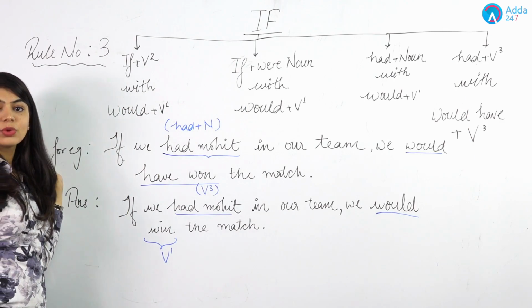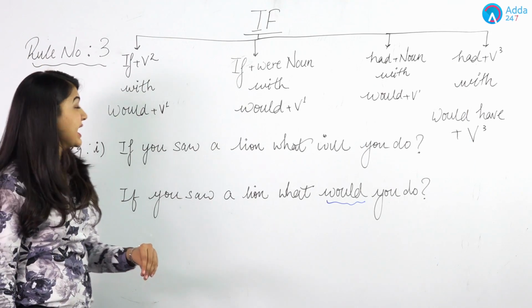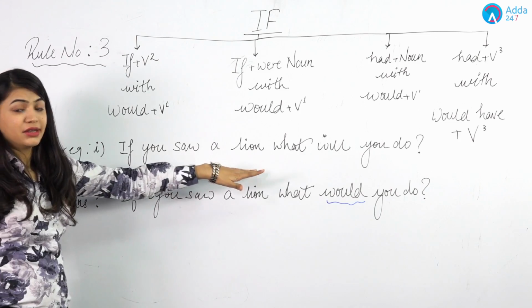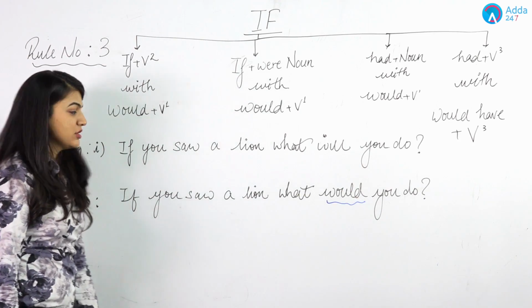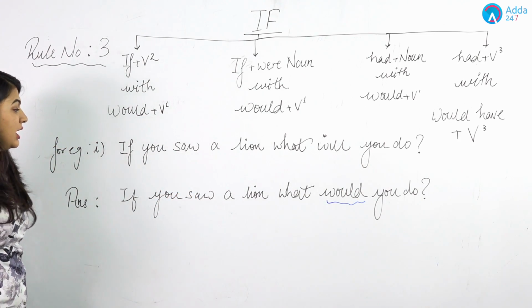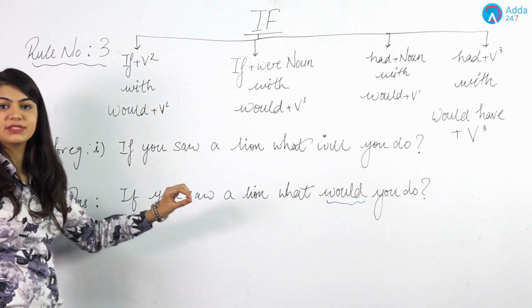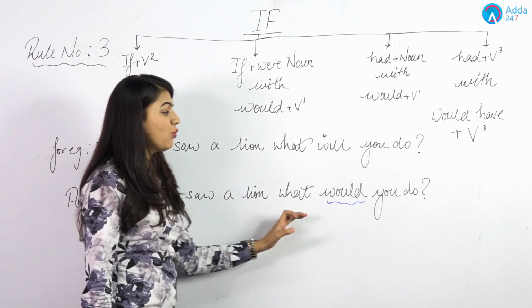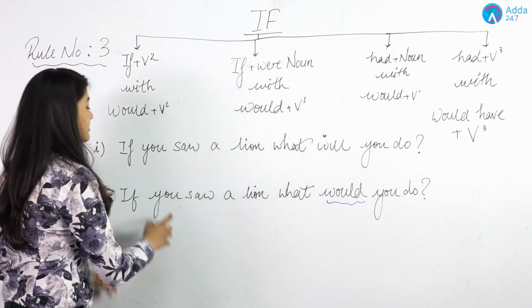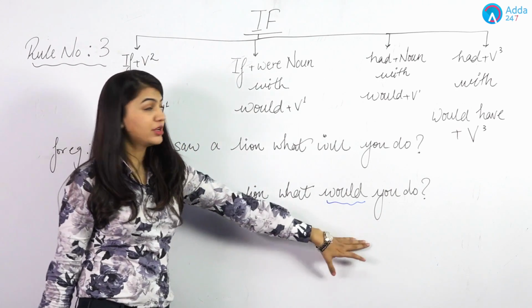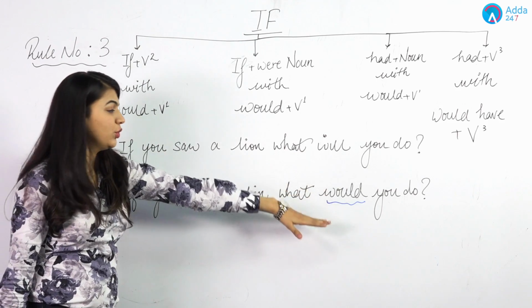So let's see it with an example. In the first case: if you saw a lion, what will you do? The correct answer for it will be: if you saw a lion, what would you do? Saw is verb second form. With verb second form, we have to use would. We have to change will into would.